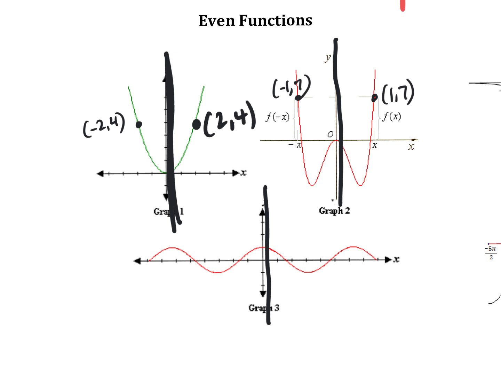So if this was a point, let's say (4, 50), what would this point be over here? Negative 4, 50. So again, the x's change, the y's stay the same.